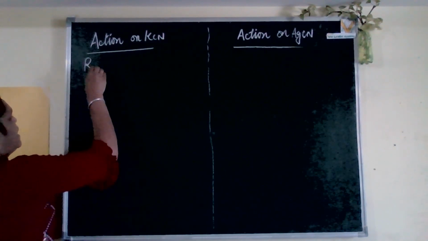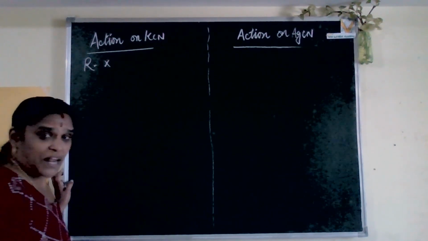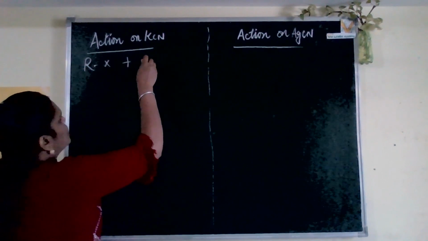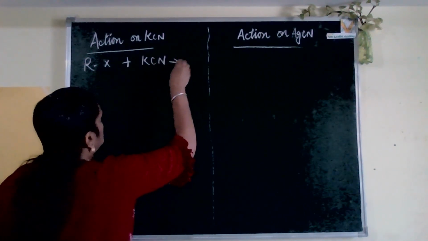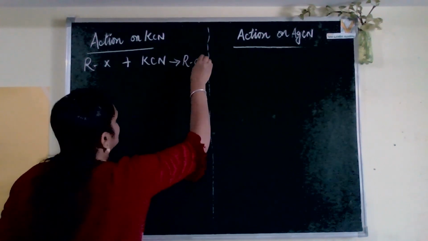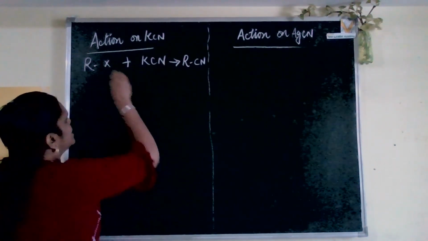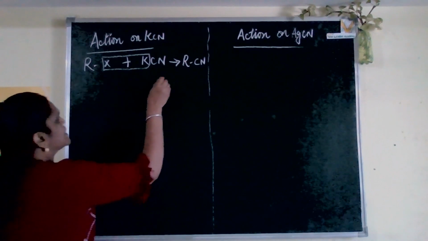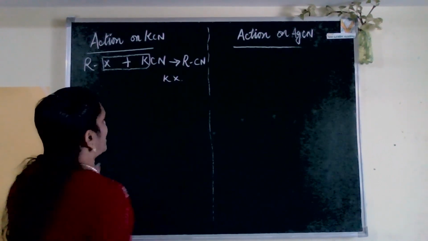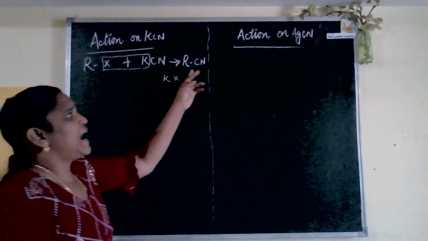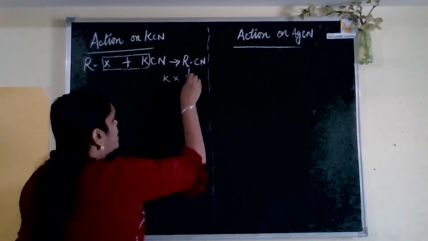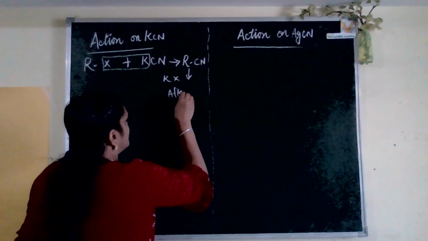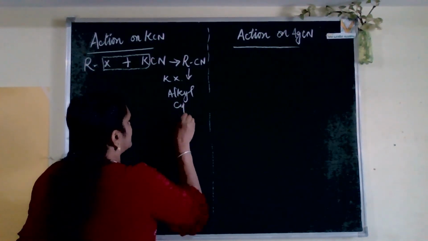So RX, the general formula I have taken, combined with KCN. What will you get? Of course, RCN, and here you will get KX. I just put the general formula only. RCN, what do we call it? Alkyl cyanide.